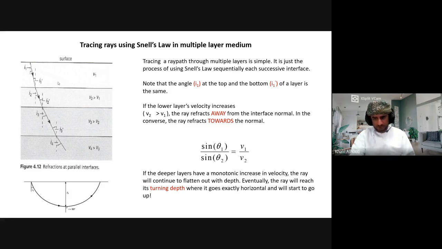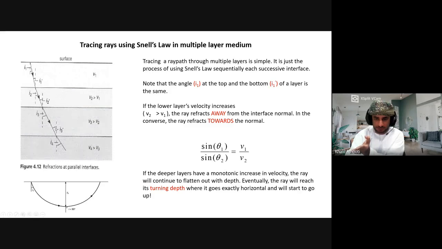So if the velocity is increasing as we go down, what happens? At some point, there is something called the turning depth, where the ray goes back up. Why is that? Because if the velocity of the first layer is lower than the velocity of the second layer, the ray will be deflected away from the normal. This angle is lower than this angle. This angle is lower than this angle. This angle is lower than this angle. But these two are the same.